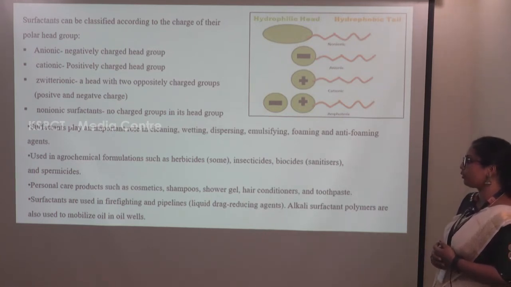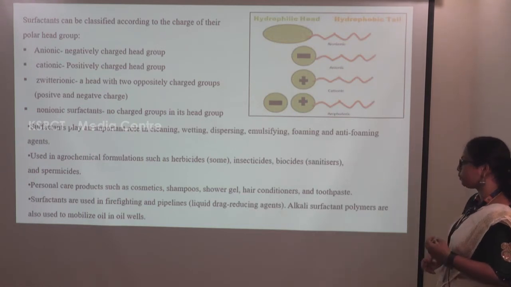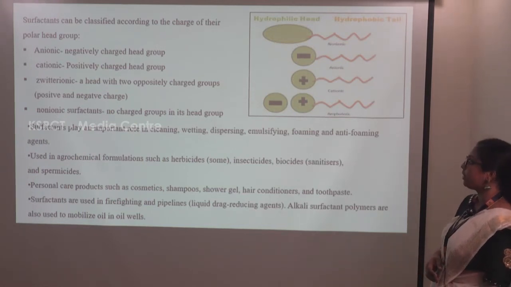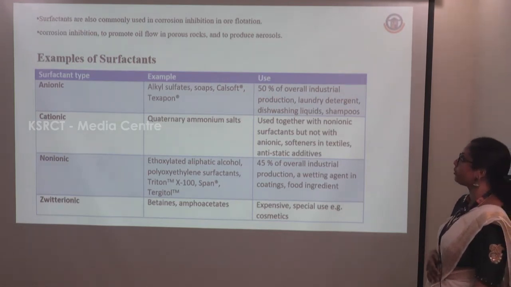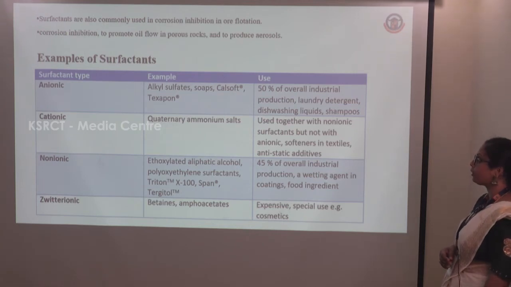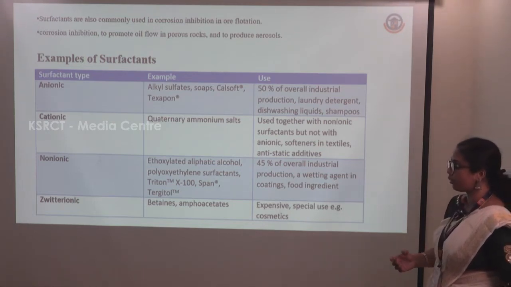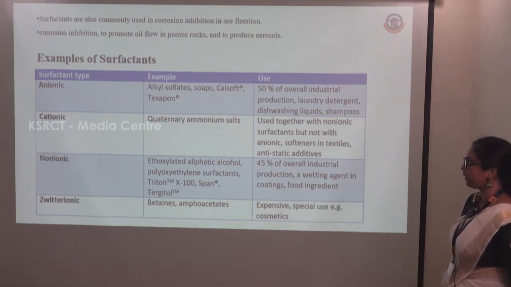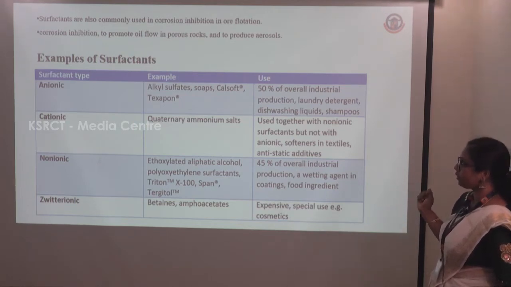Surfactants are used for firefighting and in pipelines. Alkyl surfactant polymers are used to mobilize oil in oil fields. Surfactants are also used for corrosion inhibition, in ore flotation, to promote oil flow in porous rock, as well as to produce aerosols. Okay, so these are the examples and uses of the anionic, cationic, non-ionic surfactants.